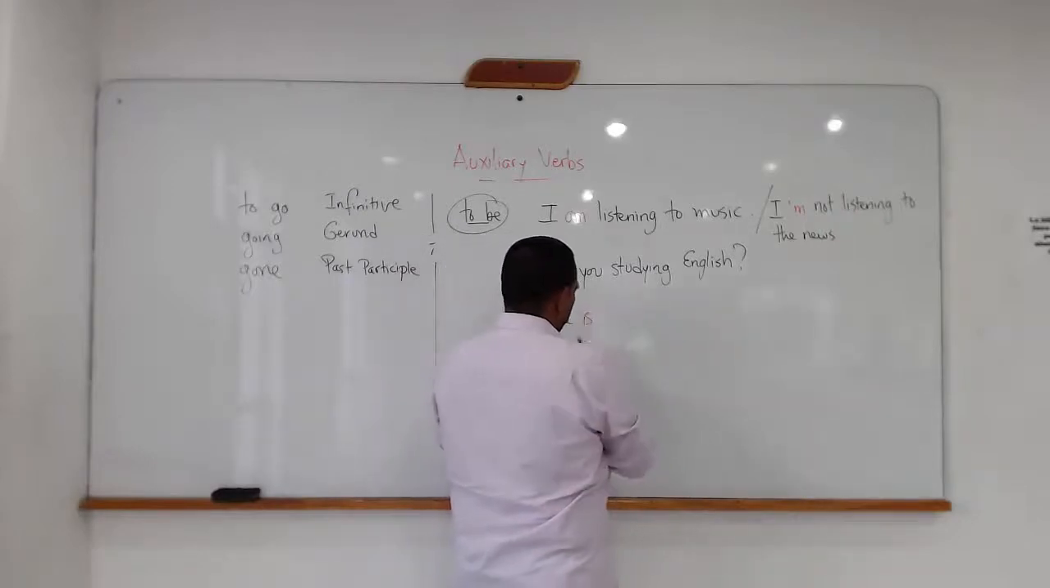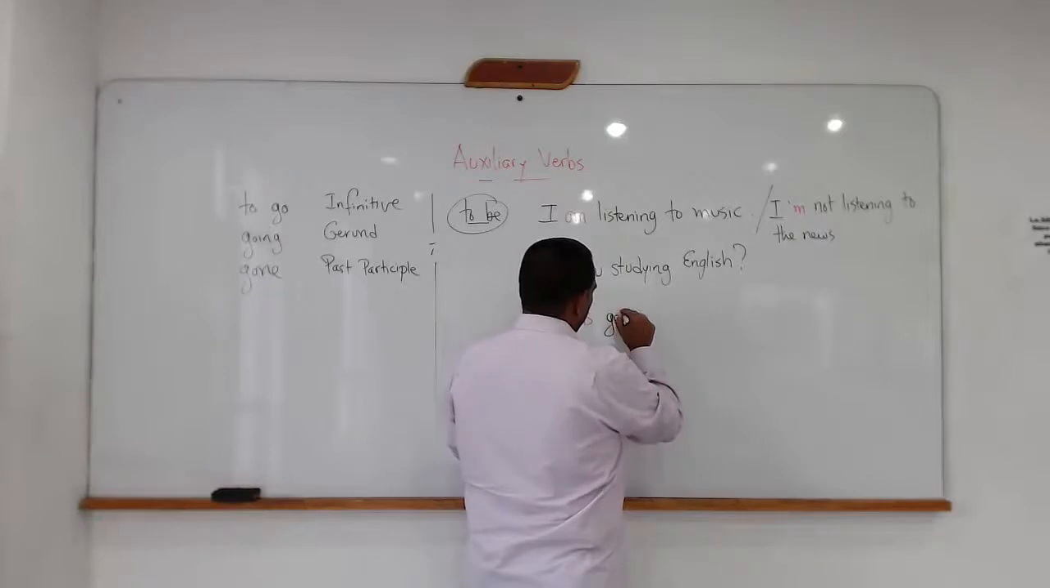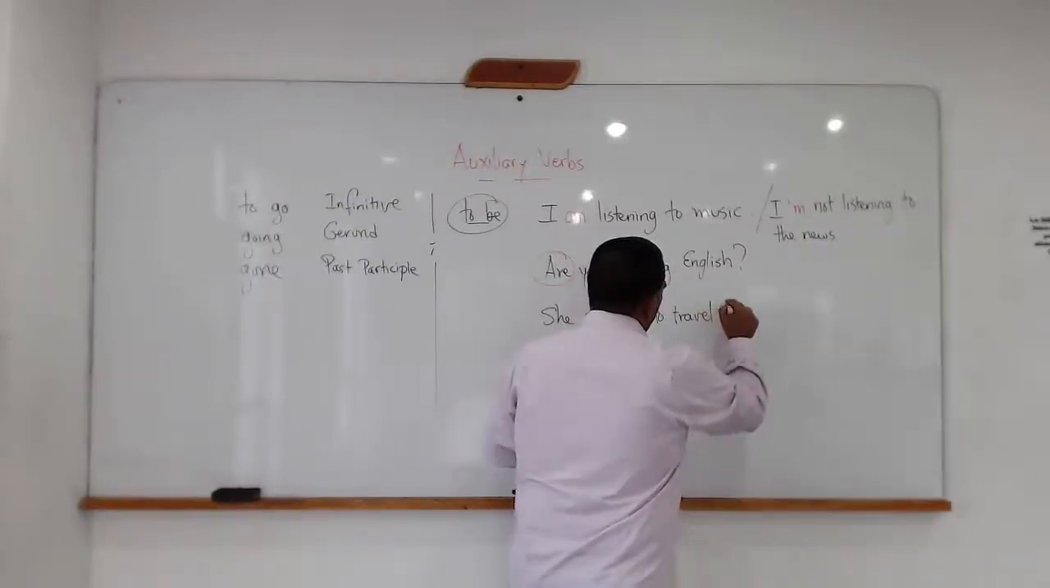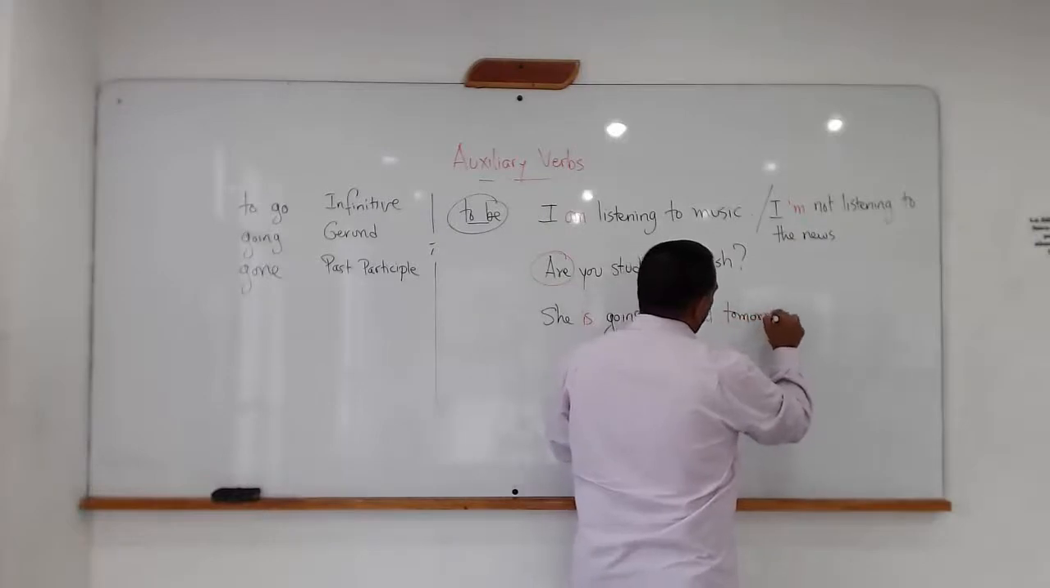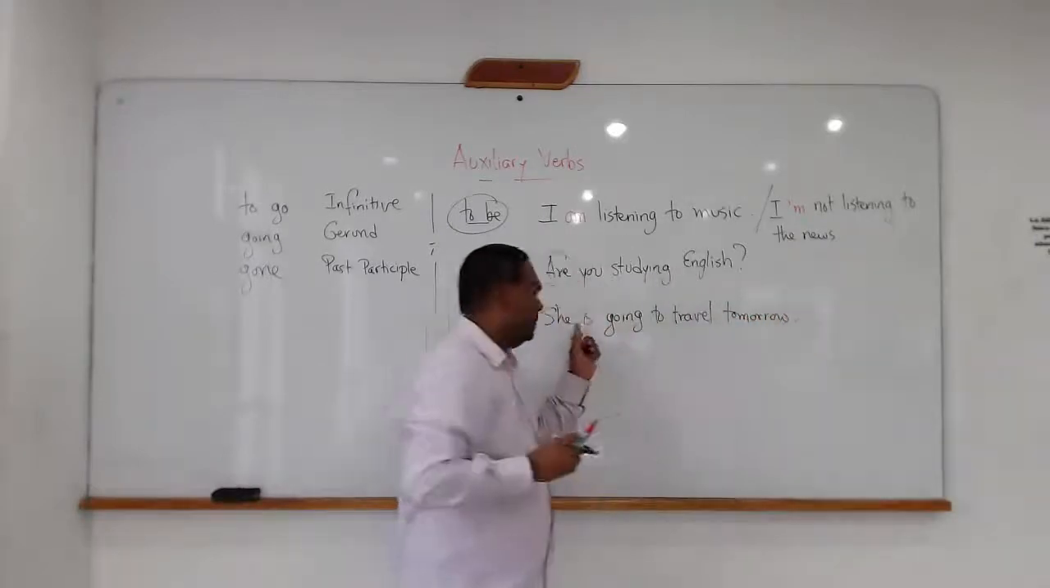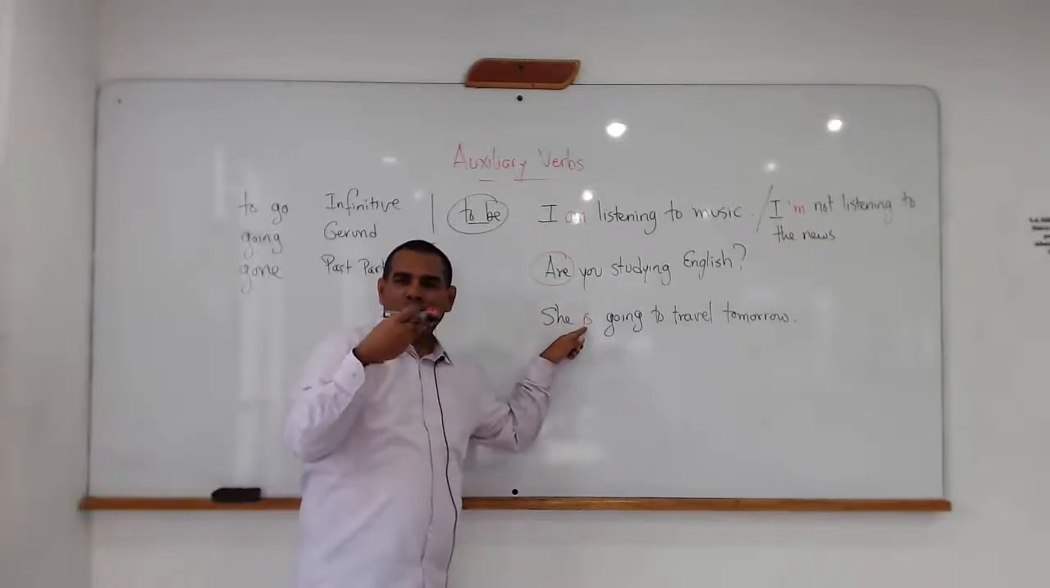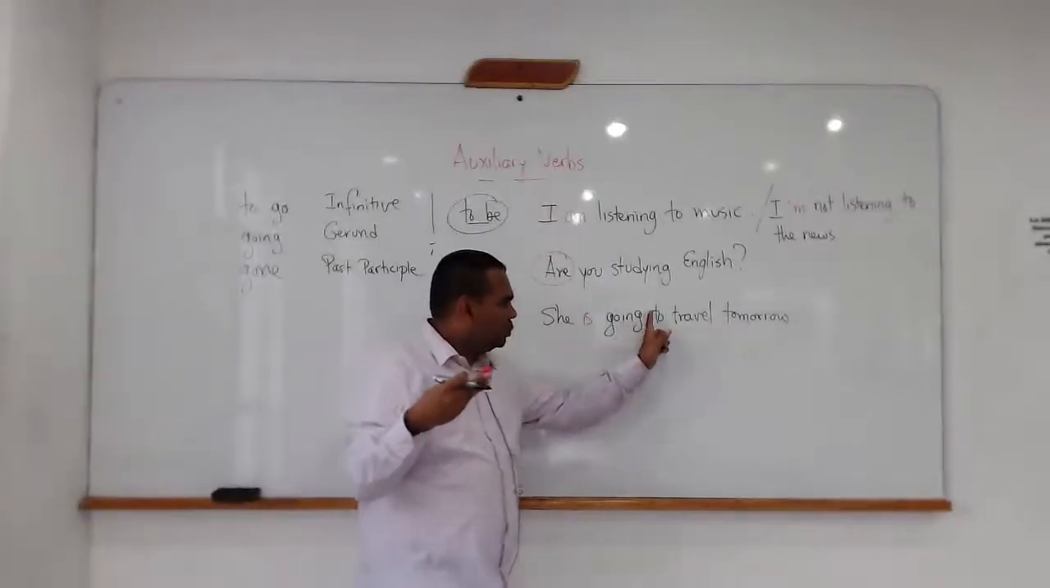She is going to travel tomorrow. Okay, look at this. To be now is facilitating the conjugation of going to travel.